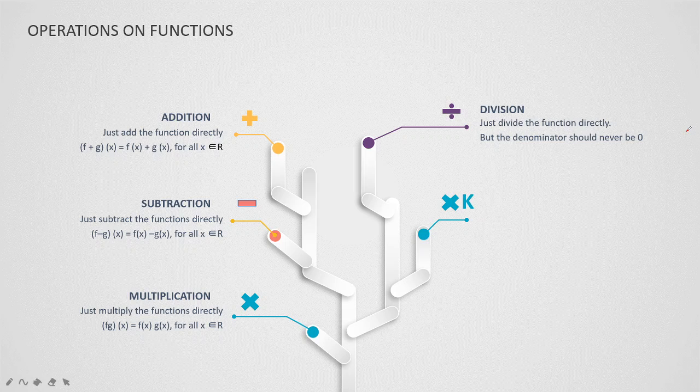Then this is another operation that is called scalar multiplication. Scalar multiplication means you are multiplying the value with a constant. In multiplication, we multiplied the functions directly. In scalar multiplication, we multiply with a constant value. K is a constant value here, so just directly multiplying it, that is all. So these are a few operations that we can do on functions.